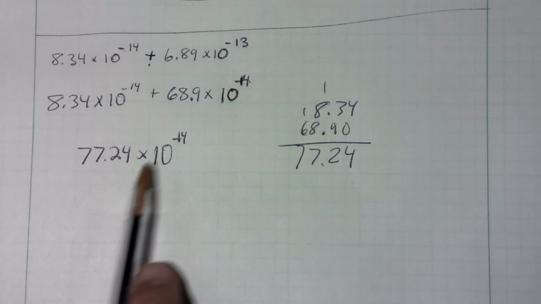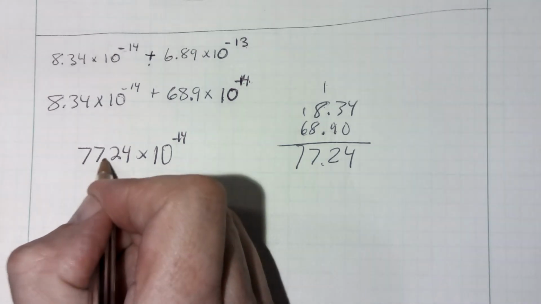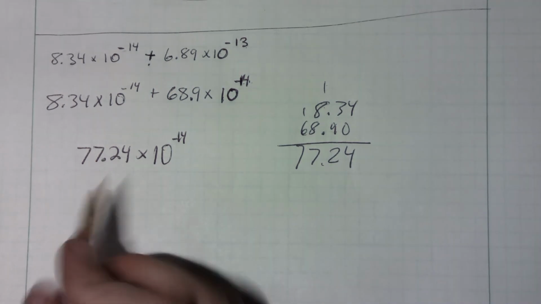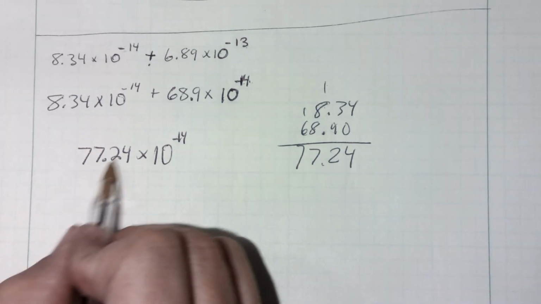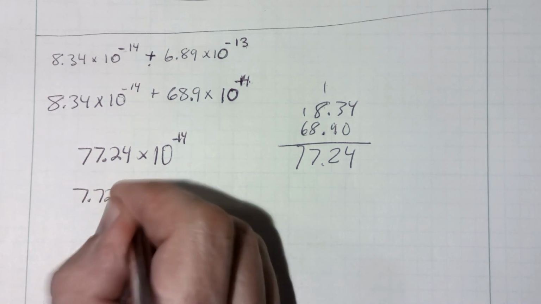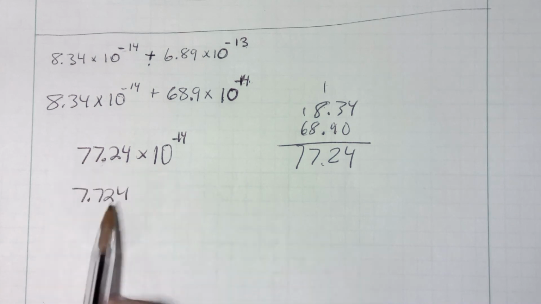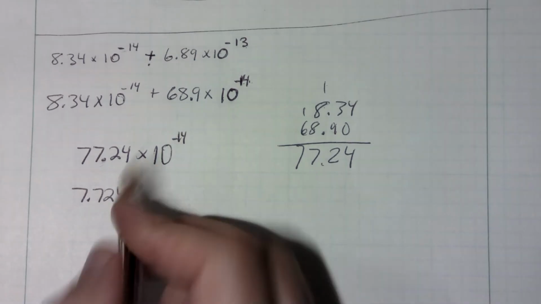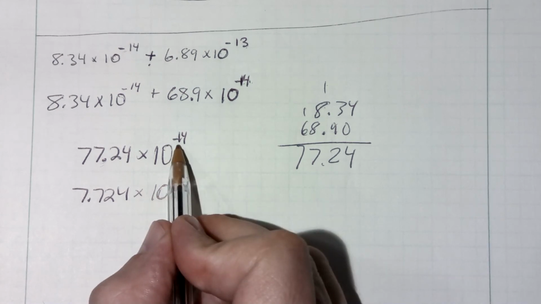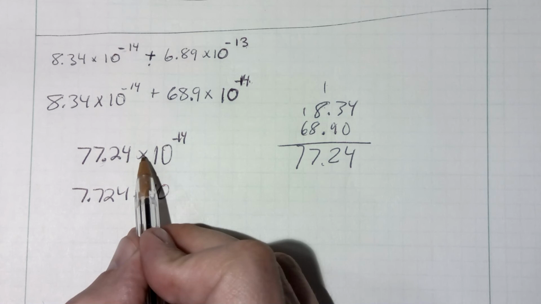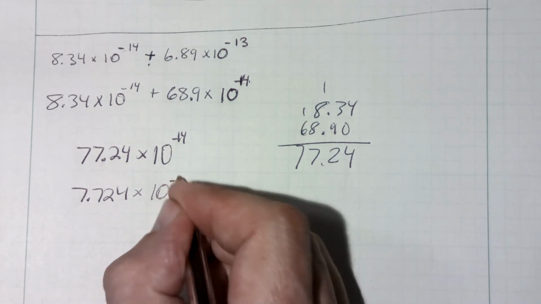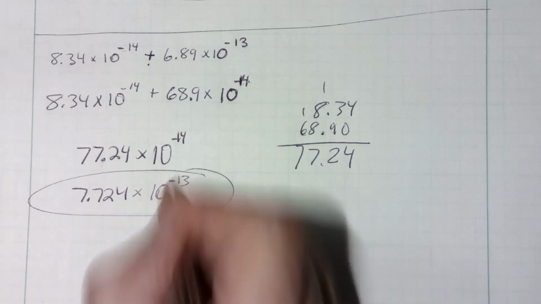Now, this is not scientific notation. This decimal's in the wrong spot. So what I need to do is move the decimal over. I'm going to make this part out front smaller, 7.724, because I moved the decimal 1 to the left. If I make this smaller, I have to make this larger, which means larger is closer to 0 on the number line, or actually, I mean to the right on the number line, which is closer to 0 when you're dealing with negative numbers. It's going to be negative 13. And that would be our correct number.